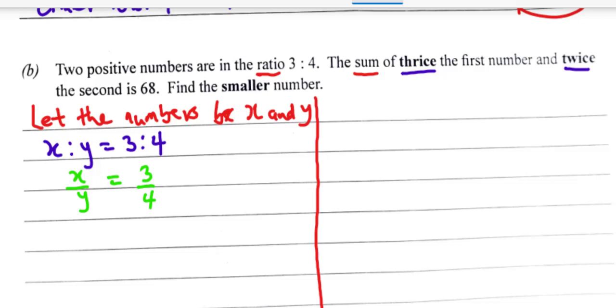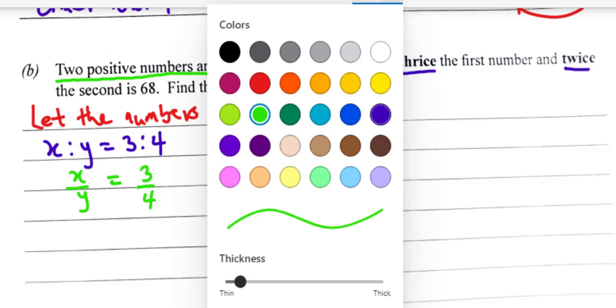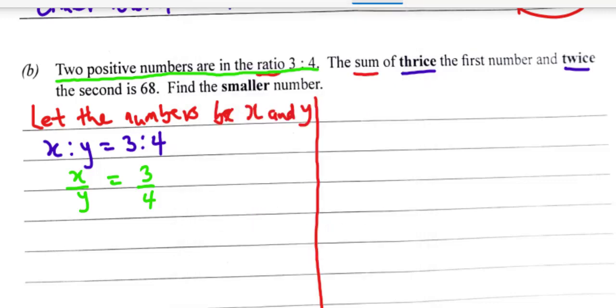All right, so the first statement here, I've had this here. Now I'm going on to the next one. And what does the next one say? The next one also says that the sum of thrice the first number. So my first number is the x, my second is the y. So what is the first number? The first number is x, and thrice x is 3x.